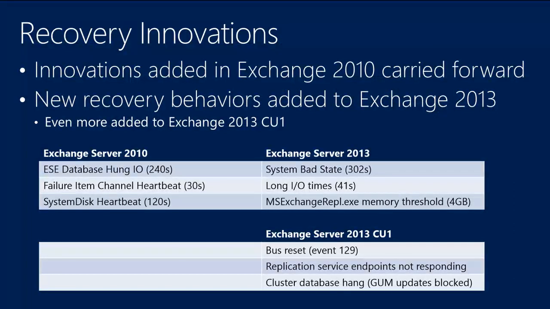We did things like ESE database hung I/O. Okay, if we can't write to or read from a database within 240 seconds, we will automatically recover from that behavior. How? Well, we forcibly reboot the box to recover from that. How do we do that? Well, the replication service terminates the wininit.exe process. And when you do that, that causes a bug check or a blue screen. Okay, and it's a very unique blue screen as well. It will be the same blue screen code every time. And you can look up that code, and it will take you right into the Exchange documentation that tells you what happened and what we did.